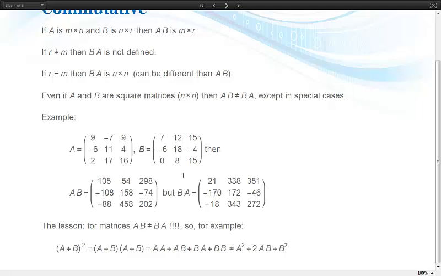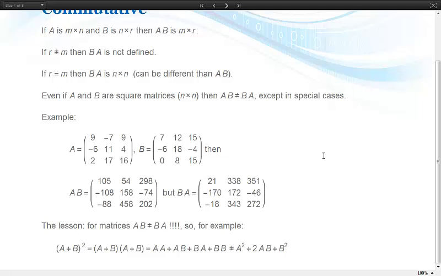But if I reverse the direction and multiply B times A, I'm going to take the dot product of 7, 12, 15 with the first column of A. That's 7 times 9 plus 12 times negative 6 plus 15 times 2. And if you do that arithmetic, you get 21. So even in the first entry, the answers are different.